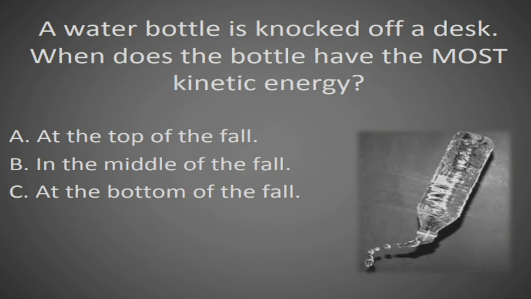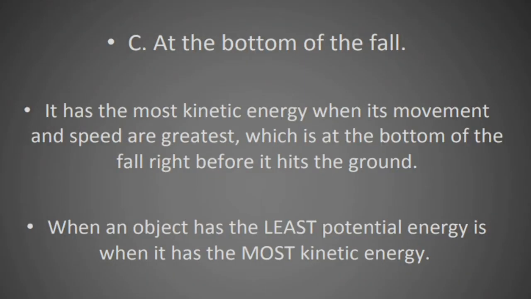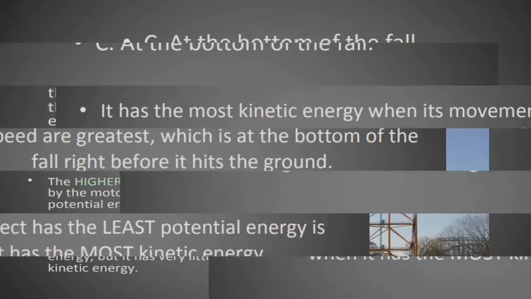A. At the top of the fall, B. In the middle of the fall, or C. At the bottom of the fall. If your answer is letter C, then you are correct because it has the most kinetic energy when its movement and speed are greatest, which is at the bottom of the fall, right before it hits the ground. When an object has the least potential energy is when it has the most kinetic energy.